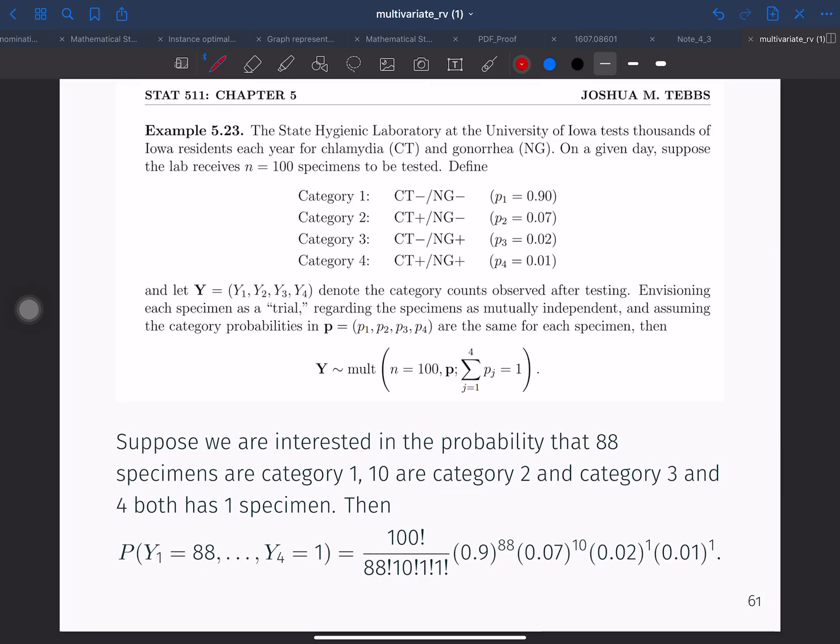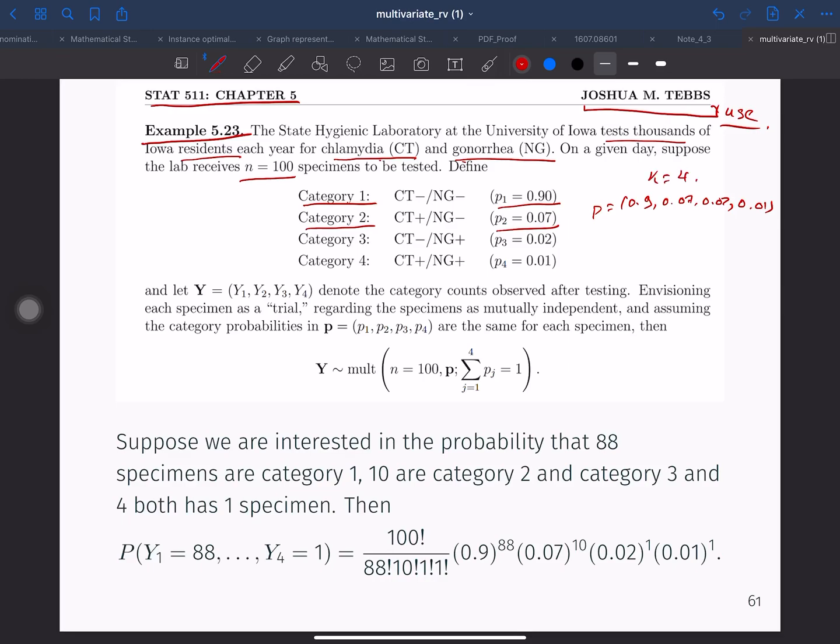So this example here is from the lecture note by Dr. Tabbs over at University of Southern Carolina. The example says that the state laboratory tests thousands of residents each year for some kind of, I guess, STD disease. So on a given day, suppose that the lab received 1,000 specimens, and that the probability of each specimen going into category 1 is 0.9, into category 2 is 0.07, and so on and so forth. So P is 0.9, 0.07, 0.02, and 0.01. That's K equal to 4 outcomes.